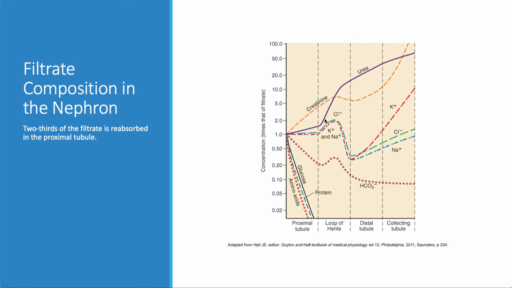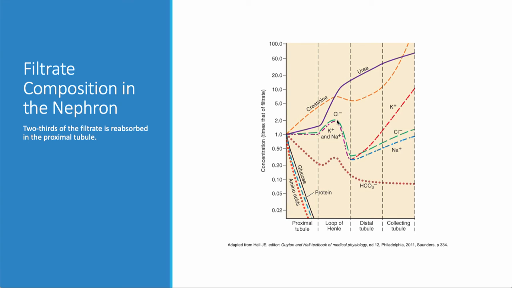But look what else happens here. This huge increase in the amount of urea that gets into the filtrate. And that just keeps going up. So that blood urea nitrogen, or the urea, continues to increase in concentration in what becomes the urine by the time it gets here.